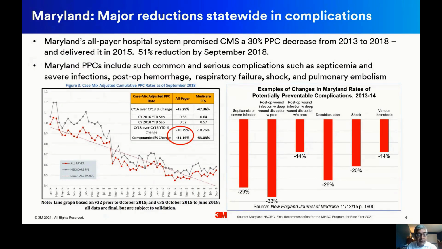Likewise, the state of Maryland, in this example, is showing the results of a similar program that also focused on potentially preventable complications. They noticed a 30% reduction in complications that then grew to a 50% reduction by the end of the 5 years. They focused on complications around septicemia, severe infections, post-op hemorrhages, and the rest of the items on the slide. I also shared the write-up from the New England Journal that supports this work. Again, we're seeing an example of the intersection of public reporting, payment policy, and collaboration.